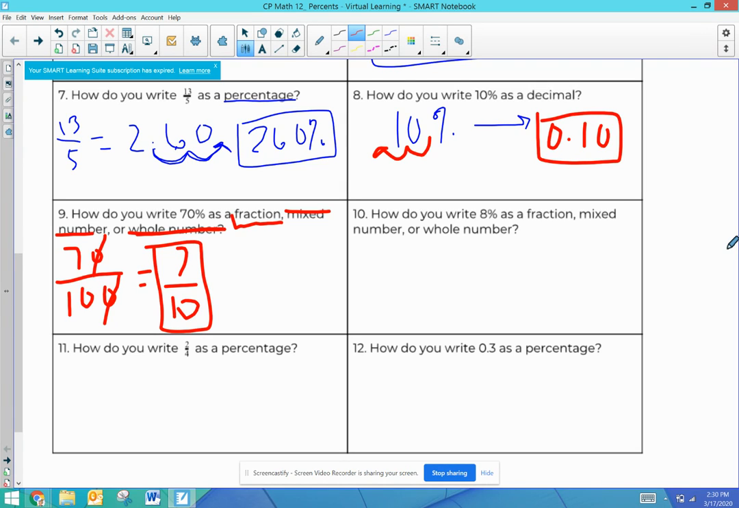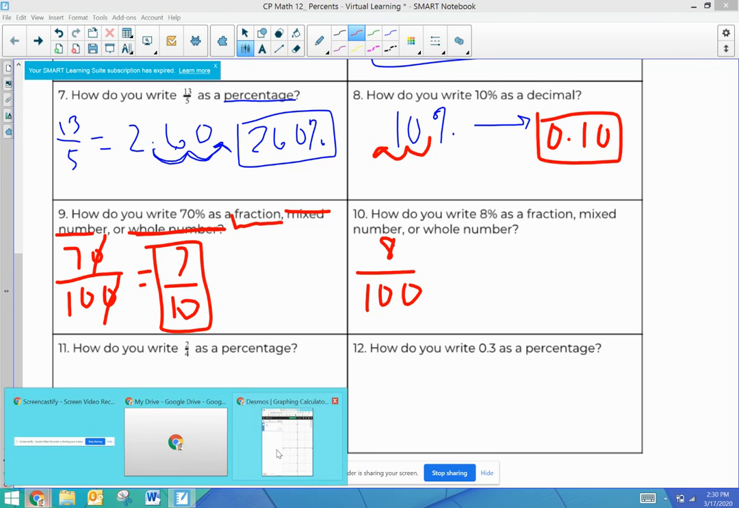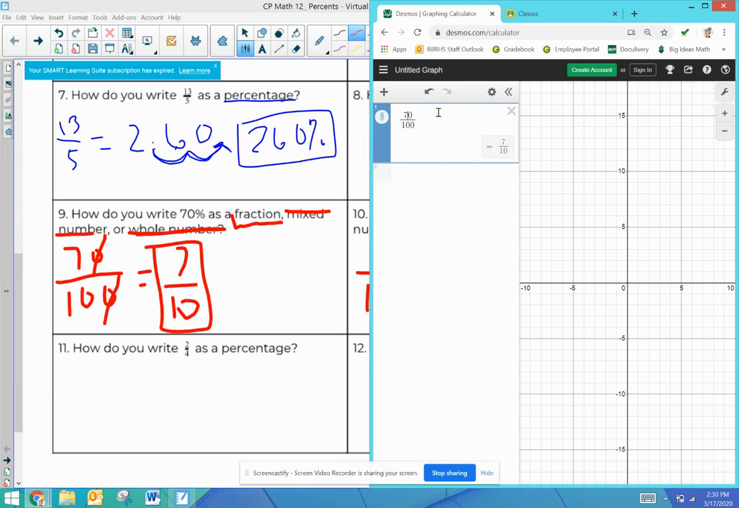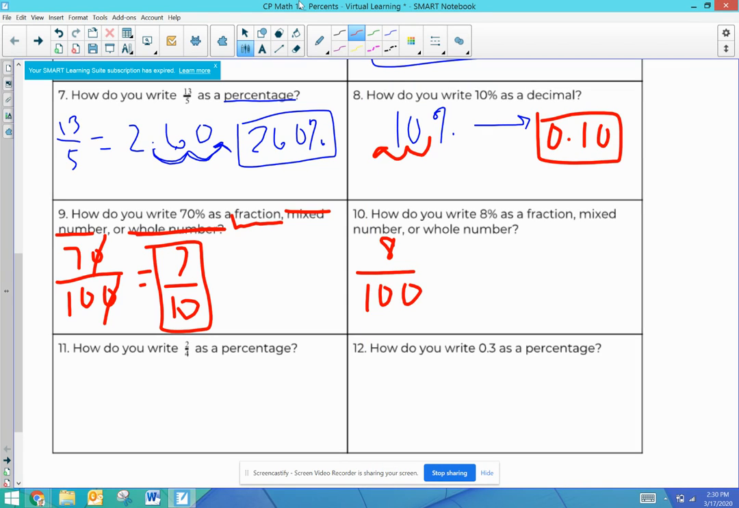All right, and how do you write 8% as a fraction, mixed number, or whole number? 8%, 8 per 100. So that's 2/25. Two more to go. Lucky us.